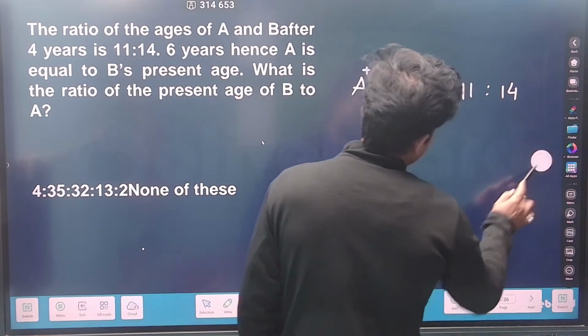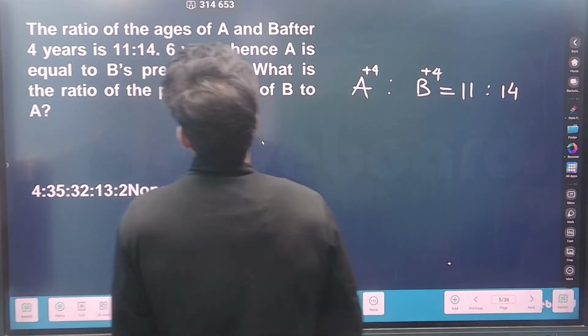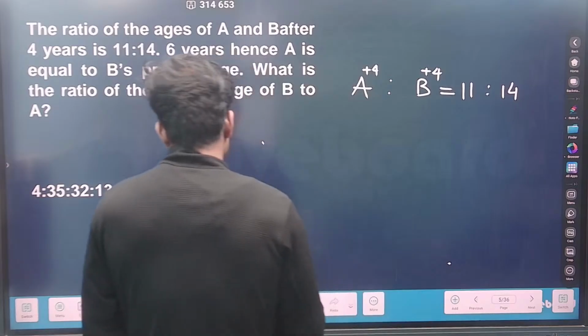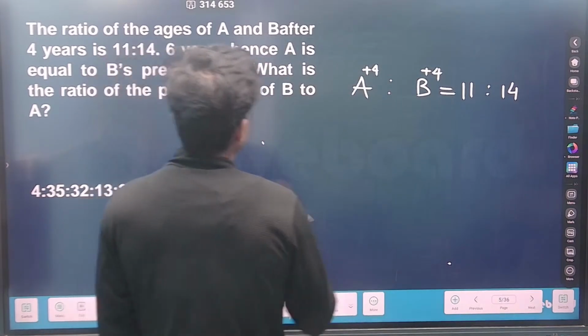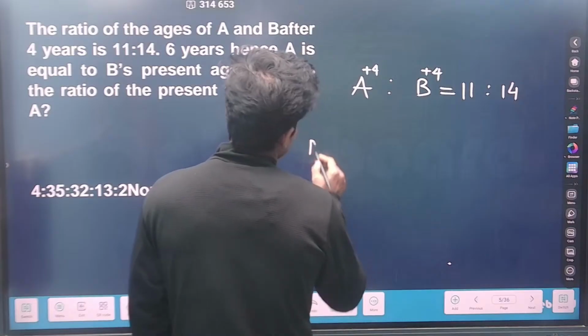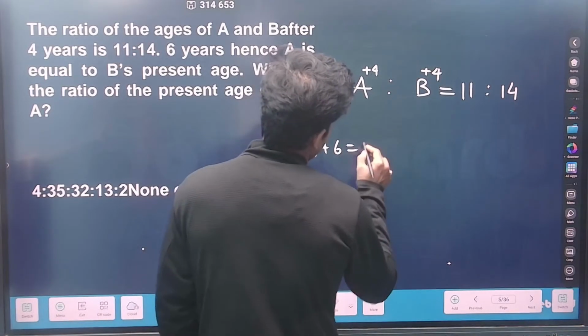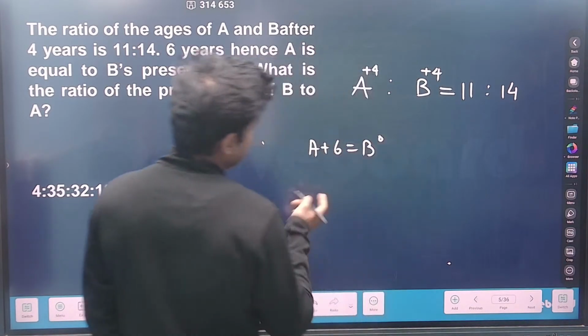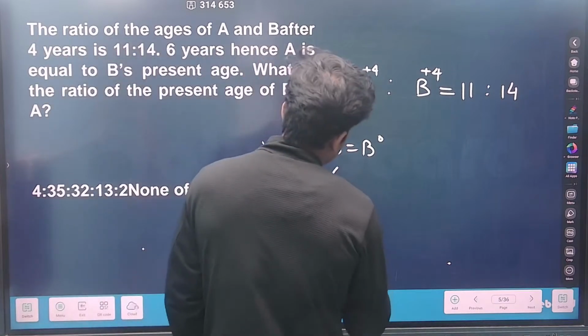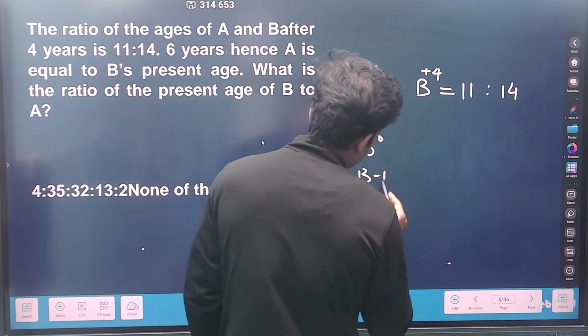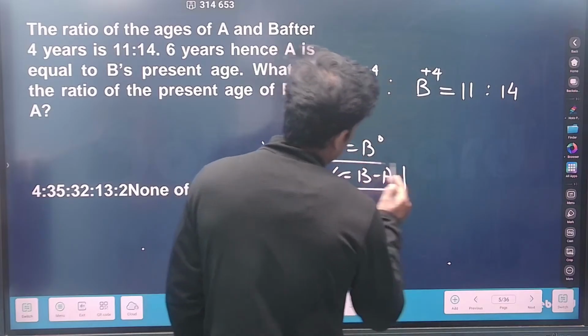So I'll write it in the statement form. It is like saying that 6 years hence, A is equal to B's present age. So A plus 6 is equal to B's present age. Okay. Now from here, what can I say? From here, I can say 6 equals B minus A. Correct? I hope everyone is getting it.